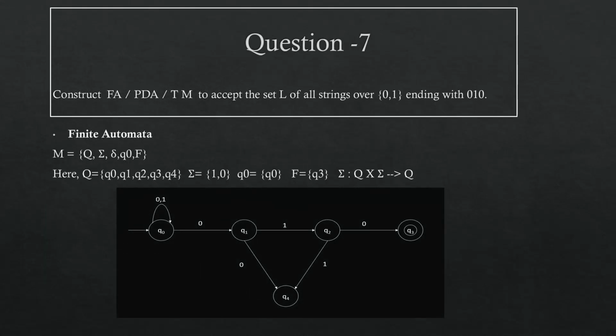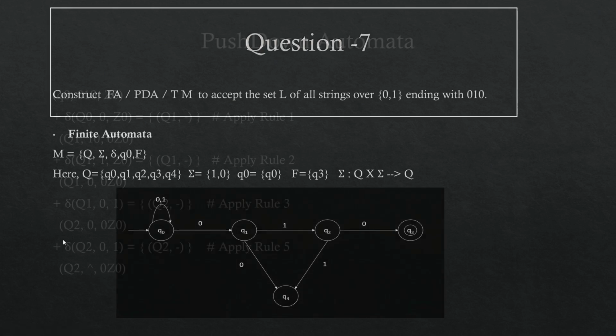Question number 7. In this, we have been asked to construct a finite automata, push-down automata, and Turing machine to accept the set L of all strings over 0 and 1 ending with 0, 1, 0. So, this is a finite automata, and here the set Q represents the set of states which are Q0, Q1, Q2, Q3, Q4. Sigma is input symbols 1 and 0. Q0 is the initial state, and capital F is the final state which is Q3. And this is the required finite automata.